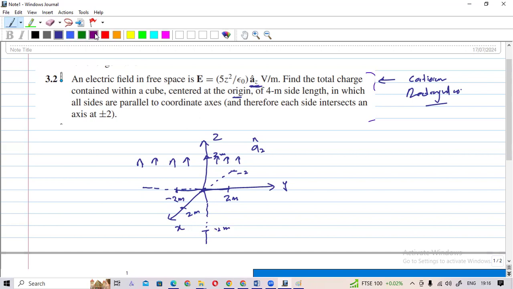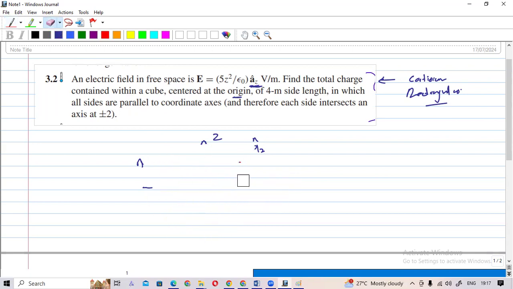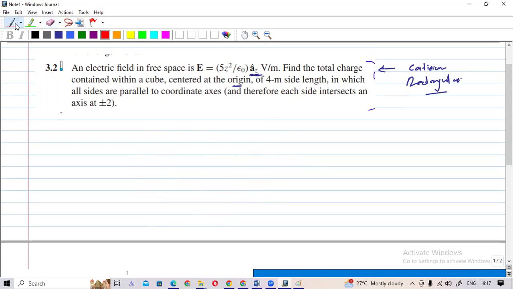So there is a rectangle like this. Like this, there is a rectangle. I can't draw it clearly.